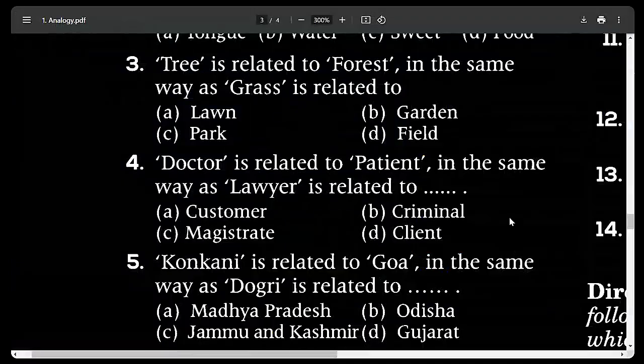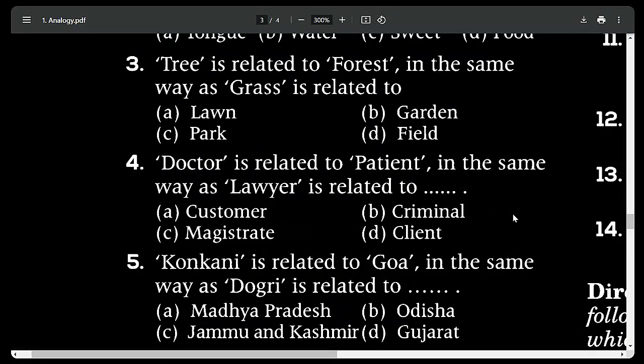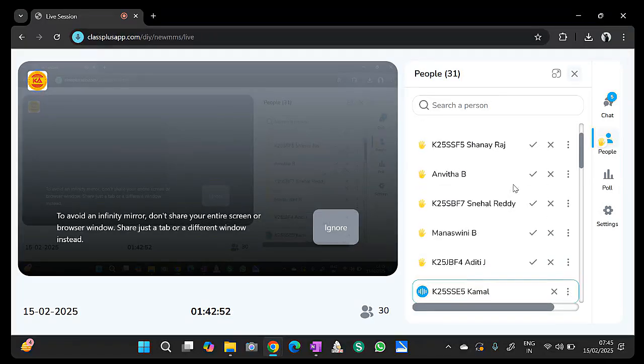Kamal, can you say the answer? Sir, yes. Sir, option D. Option D, Gujarat. Yes, sir. First of all, what is Konkani? What is Goa? And what is the relationship between them? Sir, states and capitals. Is Goa capital Konkani? You know what is Goa capital? Yes, sir. Konkani. It's not Konkani, it is Panaji. Okay. Then this is a wrong answer, no? Yes, sir. Let's try with other students.